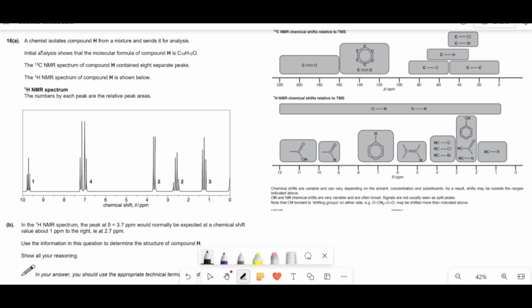Right, let's get started. So a chemist isolates compound H from a mixture and sends it for an analysis. The initial analysis shows that the molecular formula is C10H12O. The carbon-13 NMR spectrum shows 8 separate peaks. The proton NMR spectrum of H is shown below. And here we have it.